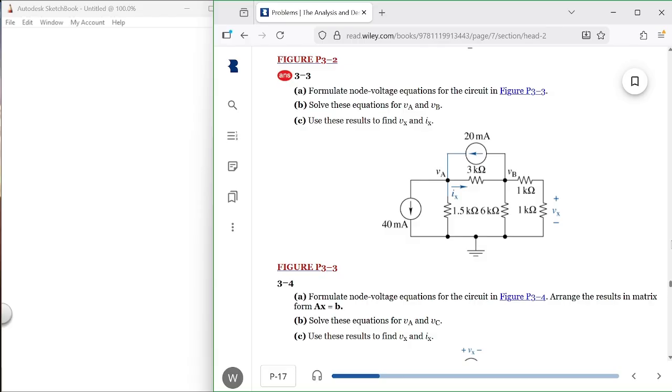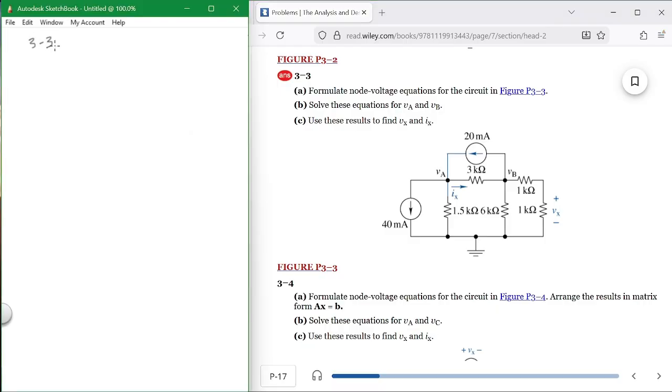So I'm going to try to do 3.3, 3.4, and these are your assignments: 3.3, 3.4, 3.9, 3.11, 3.20, 3.41, 3.58, and 3.61. Okay, so those are the ones we're going to try to work on.